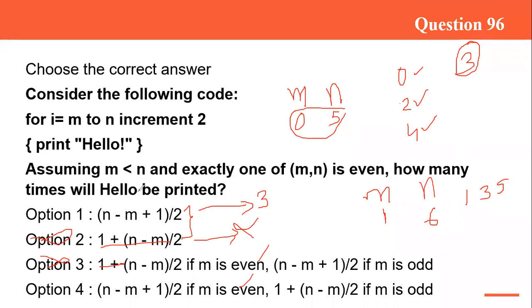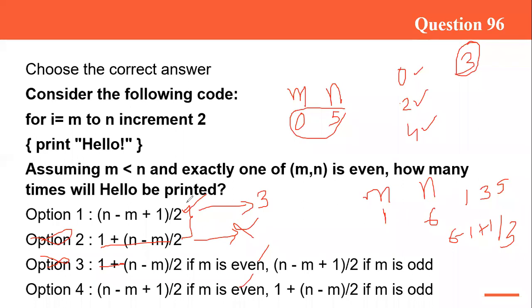1 and 6, submit and check which formula is working. Okay. As the second one is eliminated, let us check the first one itself. If I check the first one, what is it? 6 minus 1 plus 1. 6 minus 1 is 5. 5 plus 1 is again 6. 6 by 2 is 3. Okay. Whether m is even or m is odd, the first formula is working.